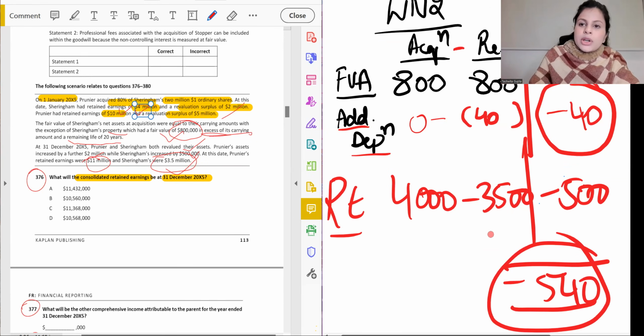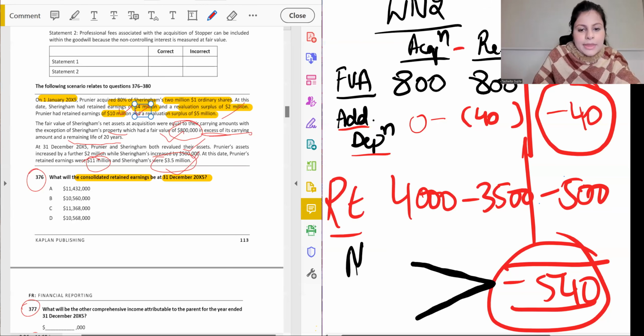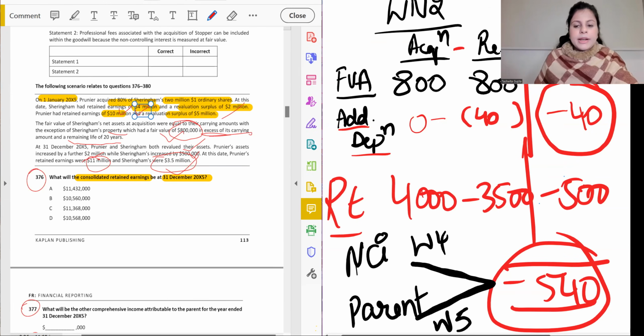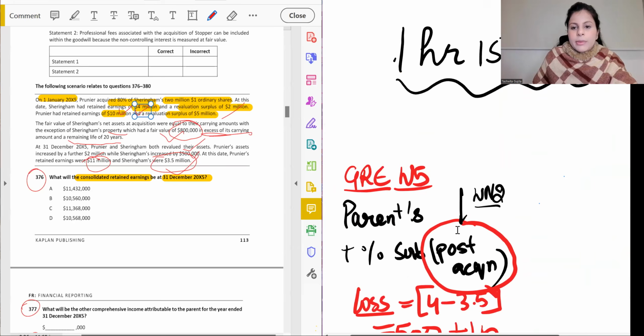So amongst whom will this loss be divided? Who will have a share in this loss? Yes, in this 540, who all will have a share? NCI and parent. Very good. So working note number 4 will be impacted and working note number 5 will be impacted. So what is the parent share? That's what we are calculating. We are calculating working note number 5.